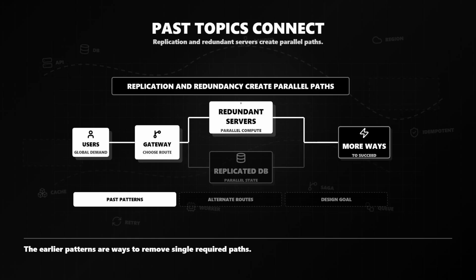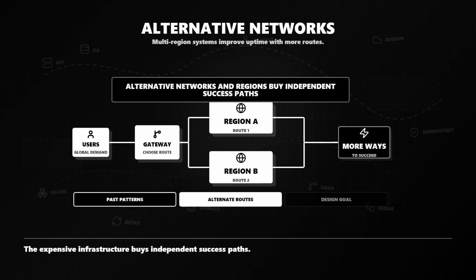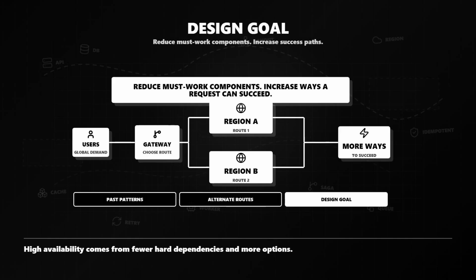And suddenly, all of our past topics connect together perfectly. Why do we replicate databases or add redundant servers? We do it to create parallel paths. Tech companies literally spend millions of dollars building these alternative networks and multi-region data centers because parallel systems dramatically improve uptime. The entire goal is to reduce the number of components that absolutely must work and increase the number of ways a single request can succeed.